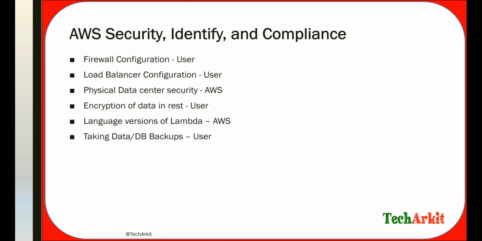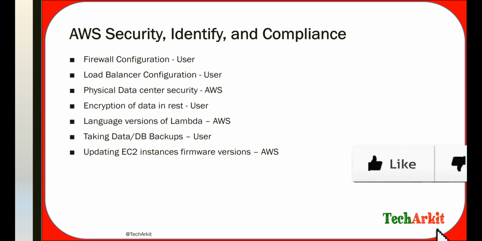Taking data and database backups is a user responsibility, like how many databases you have, what data you have, what is important and what is not. It's up to you, depending on the importance of your production databases. Whatever is important, you make sure to enable multi-AZ or multi-region replication, so that if one region goes down, your data will be secured. The primary responsibility of the customer is to keep their data backups themselves. Updating EC2 instances, firmware versions. The physical hardware firmware versions are handled by AWS, because we don't have any access to the physical servers in a cloud region, as that is fully managed and deployed by the AWS professionals.